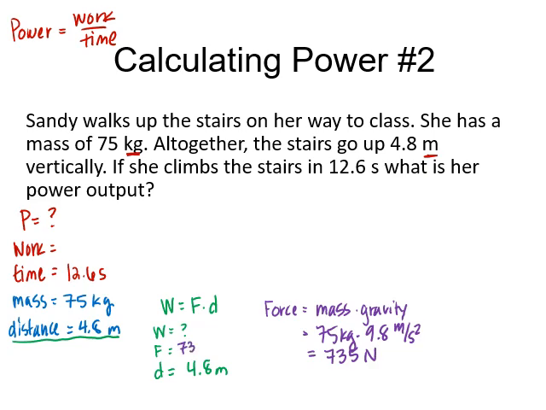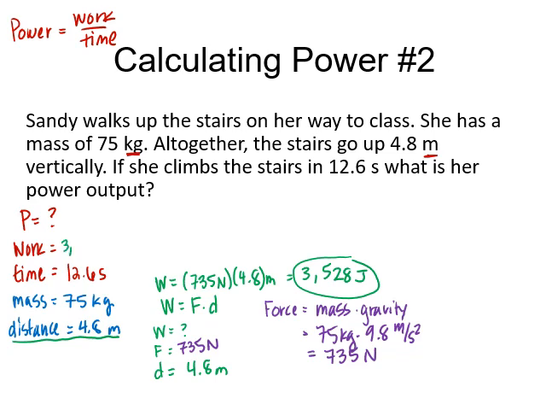So I can plug that number back in here. Now I know force and distance, so I can solve the problem and obtain the work value. Work equals 735 newtons times 4.8 meters. Our work value is going to be 3,528 joules. And then this number gets plugged back into our original problem, because although we've solved for force and we've solved for work, and it seems like we've done a lot of work, we still haven't answered what the question is asking, and that's for power.